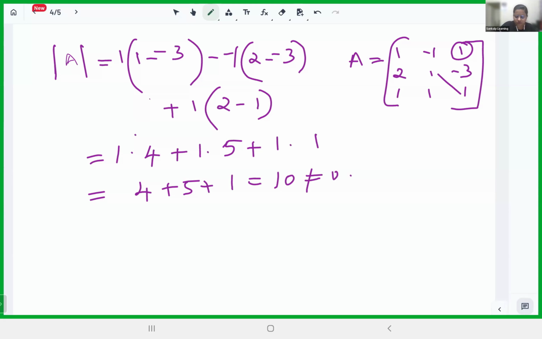Now what we have to do? We have to find out A inverse, right? A inverse is equal to adjoint of A by determinant of A. Now we have to find out adjoint of A. Okay, so the next step is you have to find out adjoint of A.